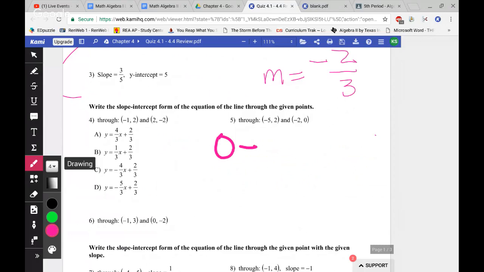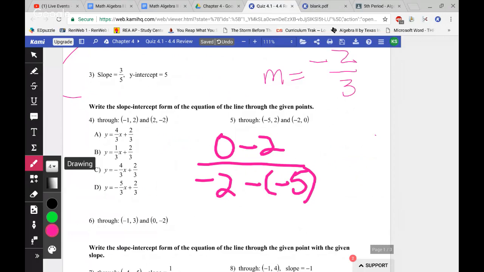Okay. 0 minus 2, that's on the top, and then -2 minus a -5. Is that how you lined them up? I did it the other way around. What about Jordan? Is that how you did it? Yep. Okay, so that's going to be a -2, and a minus turns into a plus. So -2 plus 5 is a +3. Oh, I see. I see what I did wrong. Okay.